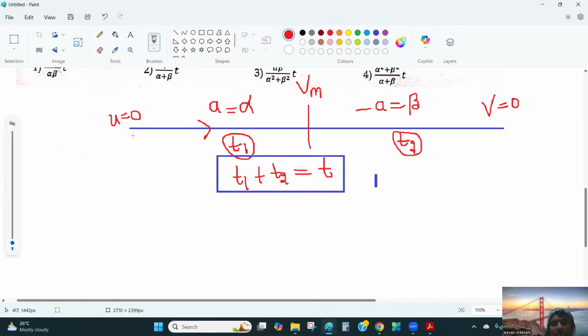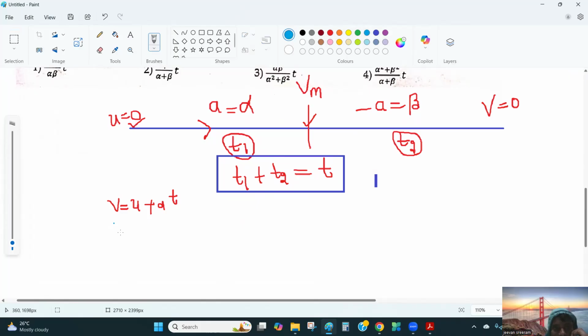Again the same, let's apply V equals U plus AT. So V equals U plus AT for the first portion. I told you, you should be able to apply equations for each of the portions based on the details given. The first portion, from here to here, we apply V equals U plus AT. So V is actually Vm.